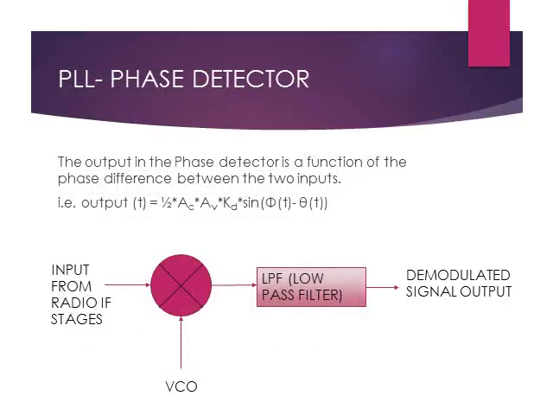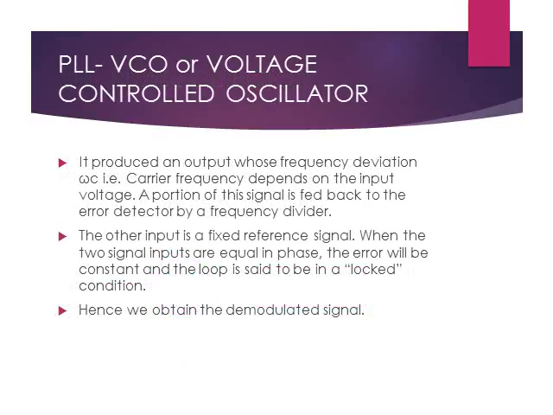Now let's see the parts of a PLL. Firstly, there is a phase detector. The output of the phase detector is a function of the phase difference between the two inputs. Another part is the VCO, or voltage controlled oscillator. It produces an output whose frequency deviation, that is the carrier frequency, depends on the input voltage.